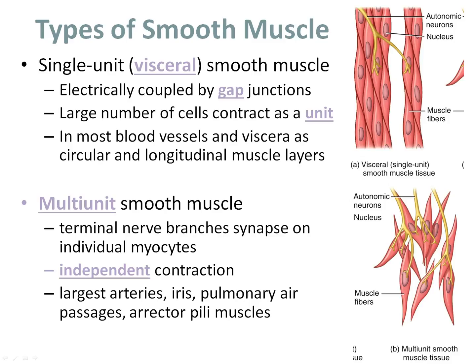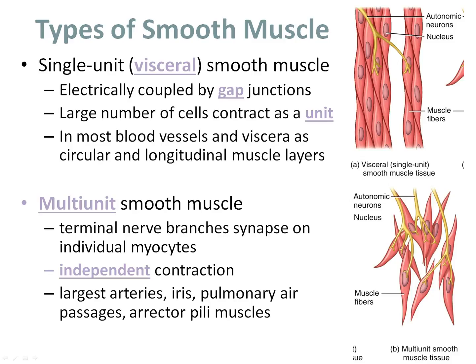We find this type of smooth muscle in most blood vessels and in the viscera, our digestive tract, as circular and longitudinal muscle layers. Remember, when we saw smooth muscle in lab, it surrounded the intestines of a little critter. So we were actually looking at the circular and longitudinal layers of the visceral single unit smooth muscle. In the viscera, the smooth muscle all contracts in a coordinated fashion in order to move food through the digestive tract and to churn food within the digestive tract.